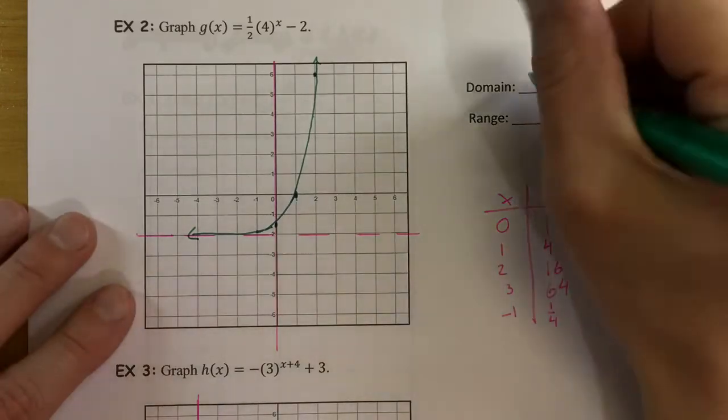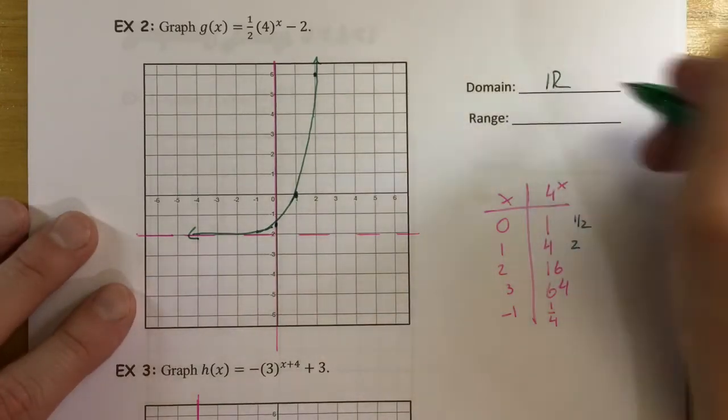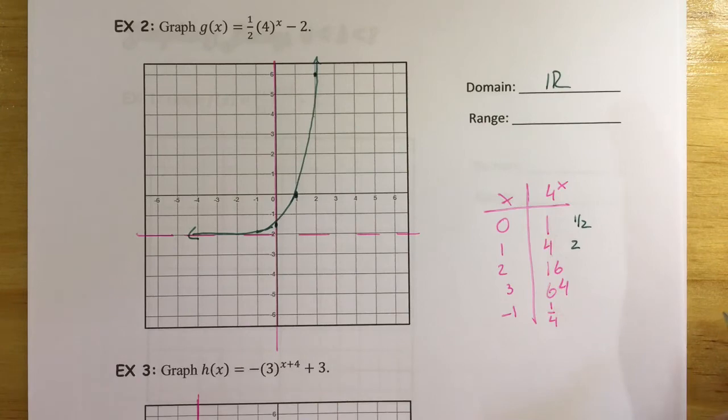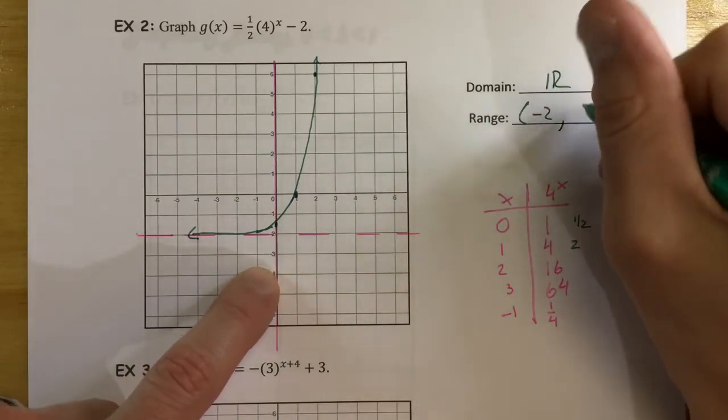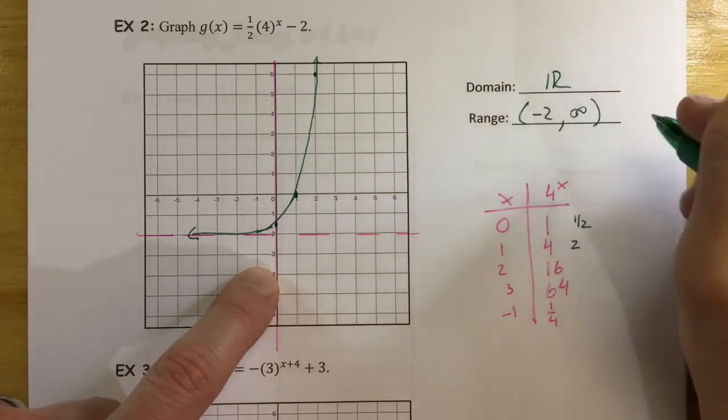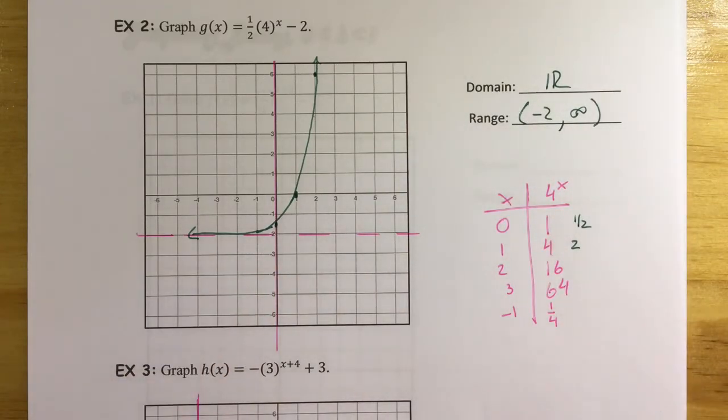So your domain is going to be all real numbers. Your range is going to be bounded at -2, and it's going to continue to go up forever. So we're not really seeing too much that's different there.